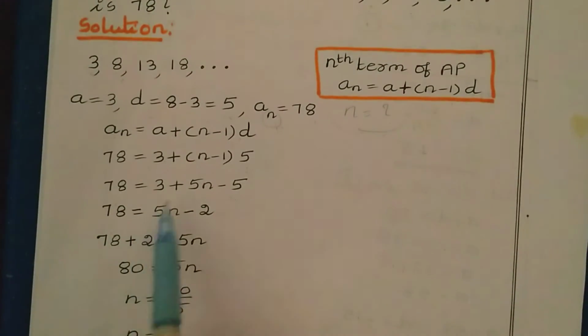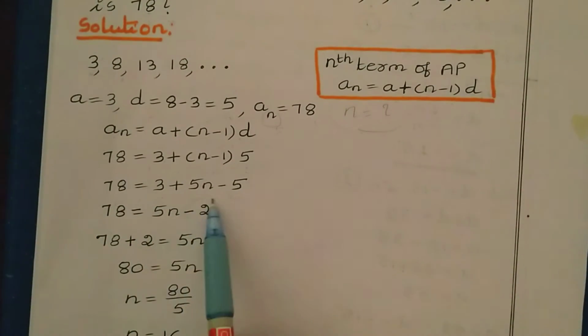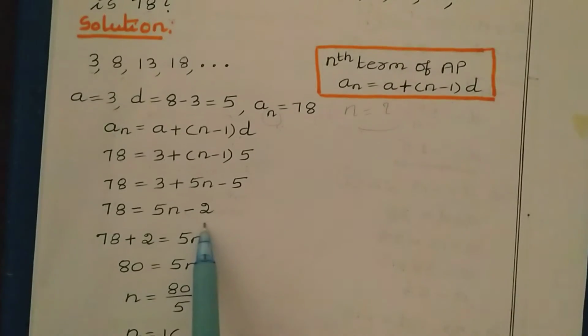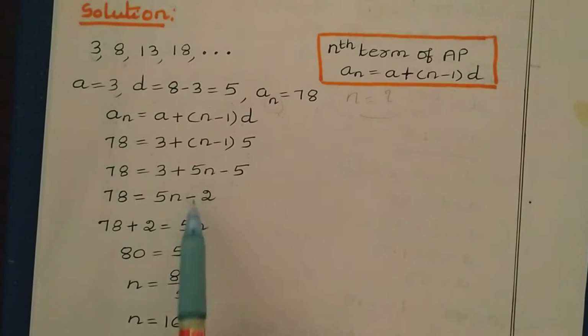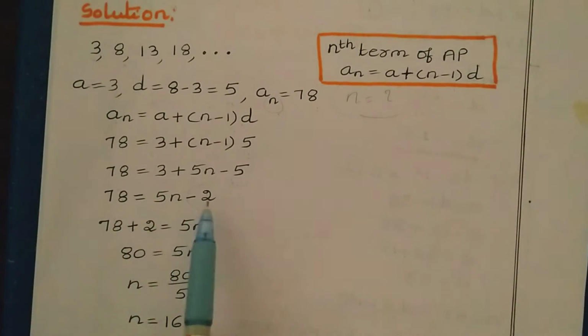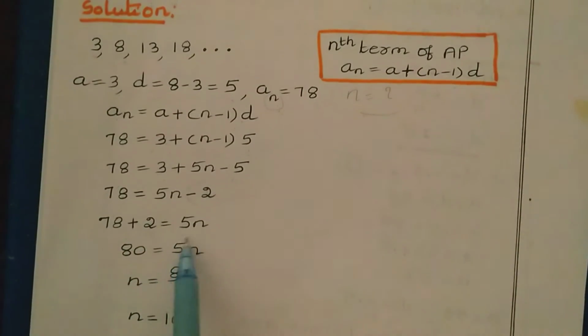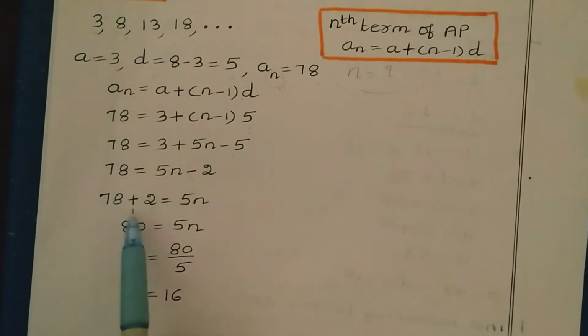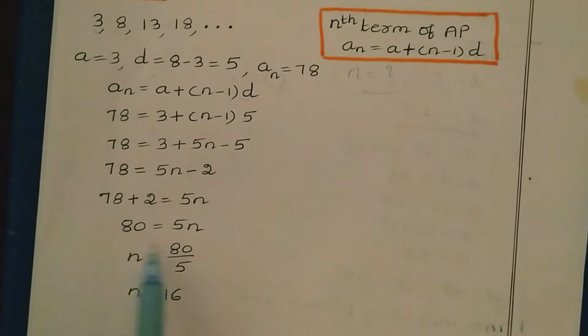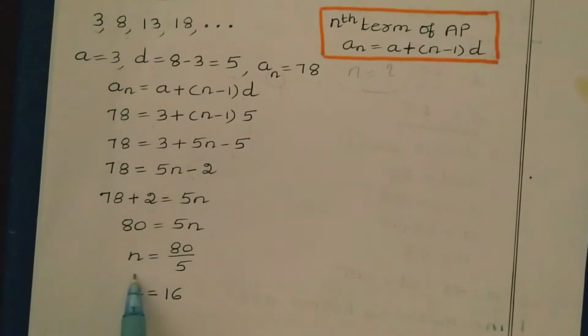78 is equal to 3 minus 5, which is minus 2. So, 5n minus 2. Now move this minus 2 to the left hand side, so that becomes plus 2. So 78 plus 2 is equal to 5n. 78 plus 2 is 80. 80 is equal to 5n. n is equal to 80 divided by 5. So the final answer is n is equal to 16.